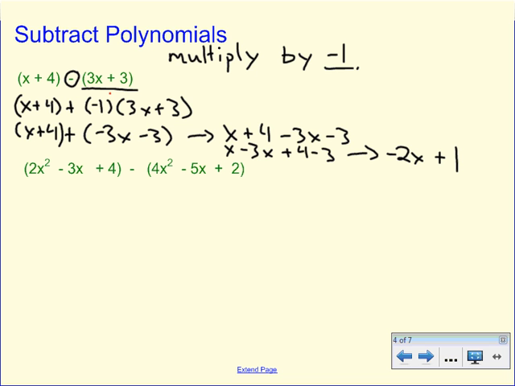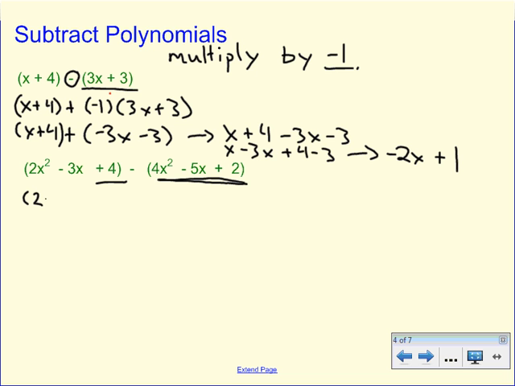So here the first step changes in that I have to multiply everything to the right of the negative sign by -1, and then I just add them normally. Let's try this one. I have 2x squared minus 3x plus 4 minus, 4x squared minus 5x plus 2. So I'm going to multiply everything in this bracket by -1.